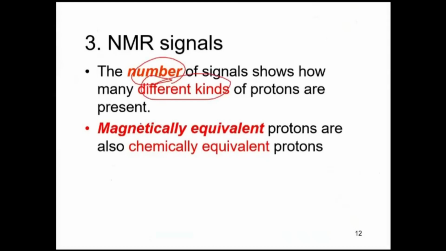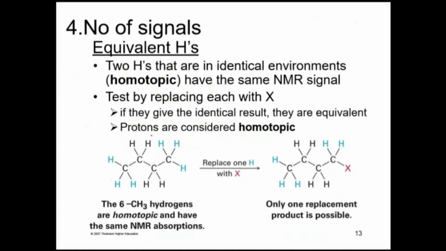The number of signals will tell you that, and magnetically equivalent protons are also chemically equivalent protons. Let's see what that means. What are equivalent protons? What are equivalent hydrogens? Two hydrogens that are in an identical environment are also called homotopic. Topic stands for environment, and homo stands for same. So homotopic hydrogens have the same NMR signal.